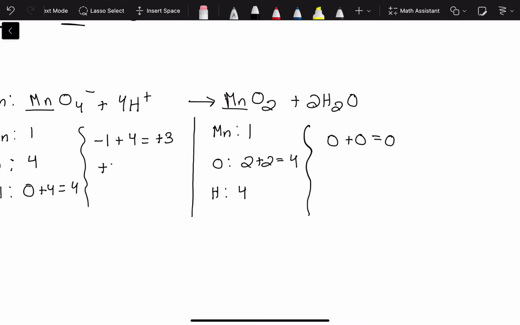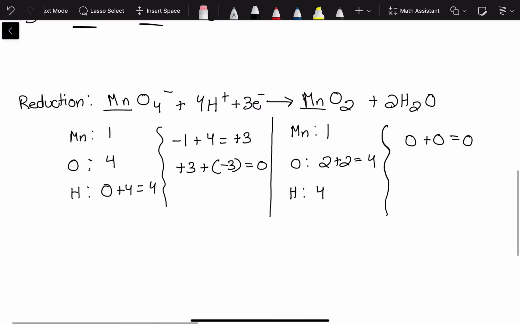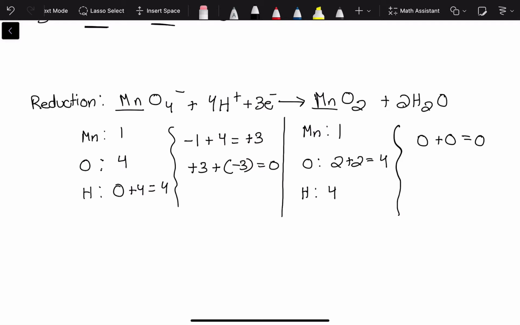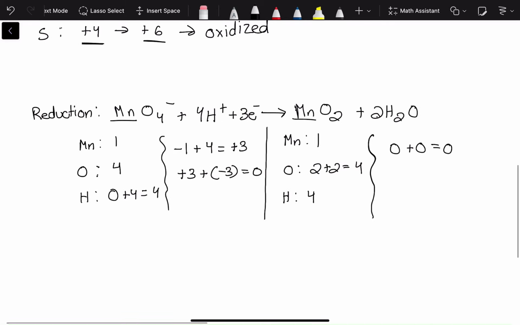So we see that we have a +3 charge here. So if we add a -3, or 3 electrons, we will get an overall charge of 0 on this side, which is equal to the right side of the equation. So up here, we can add 3 electrons. Okay, so now we have the number of elements on each side balanced and the charges balanced. So we have the reduction part done.